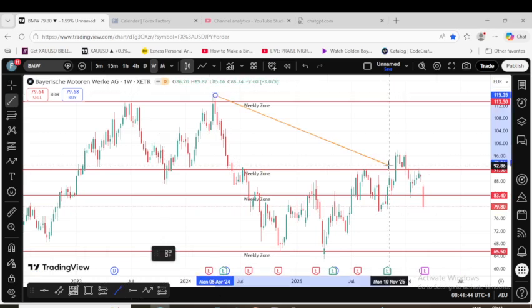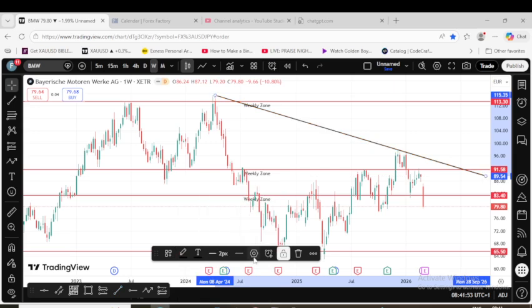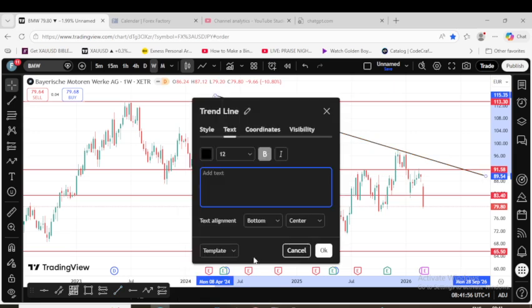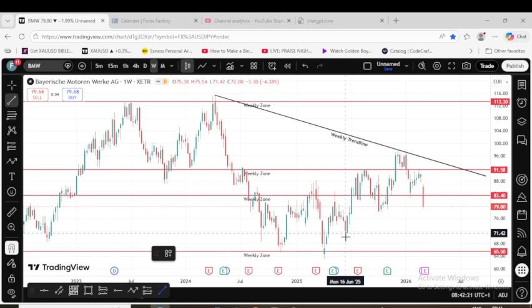We can draw a very clear bearish trend line here. Let's make it black. So this is our weekly trend line. But it also seems that we can draw another weekly trend line, something like this. Let's take it from this point. Okay, so we have another weekly trend line here, like this.